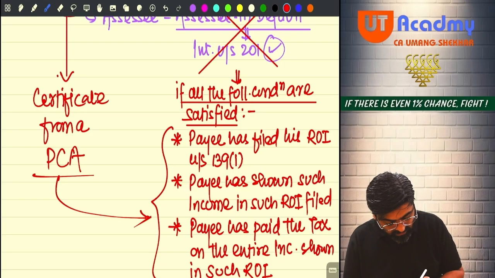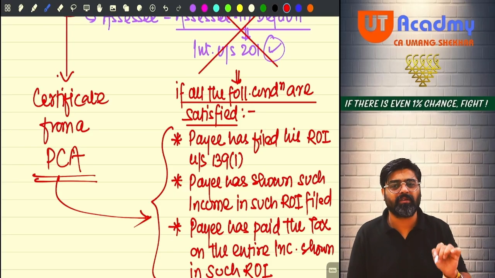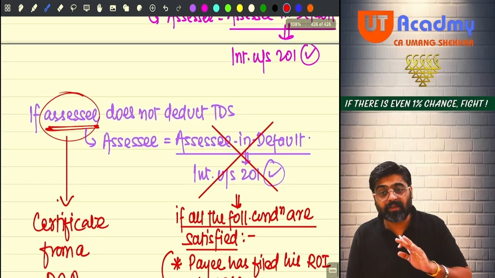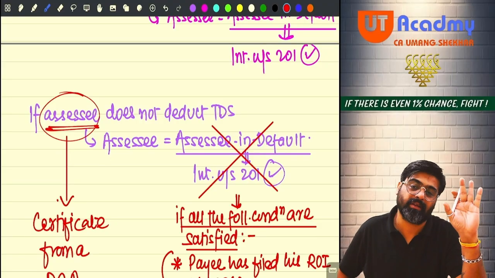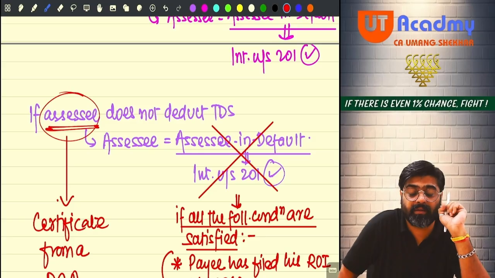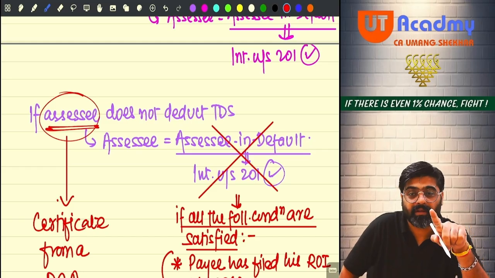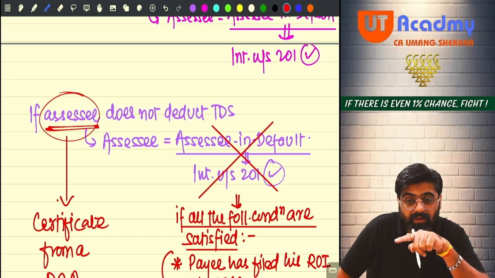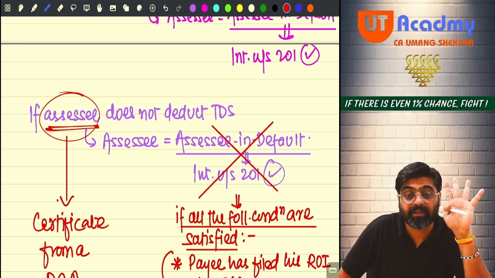If the practicing chartered accountant certifies this, then the assessee who did not deduct TDS will not be treated as assessee in default. That's it. In that case, he will not be treated as assessee in default. Meaning 201 interest will not be applicable. But wait, this certificate can be given only if there was no tax deduction.